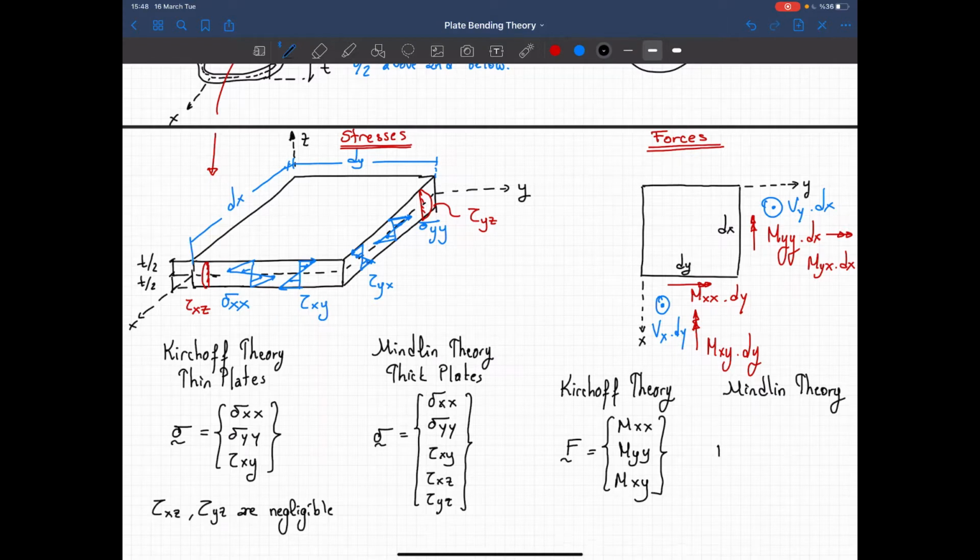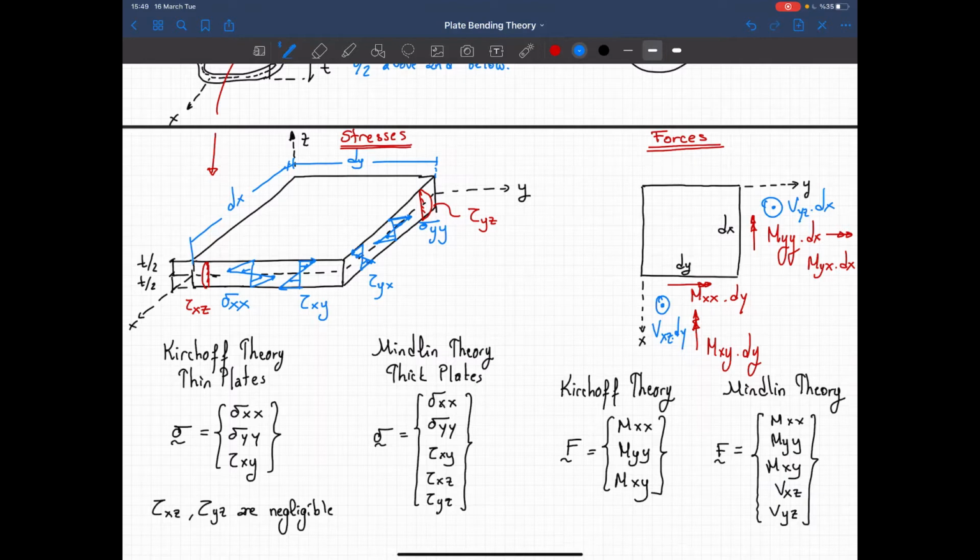So for the Mindlin theory, our force vector will have 5 components: mxx, myy, mxy, and I have the shear forces Vxz and Vyz. I should put Z here, I forgot to write them.